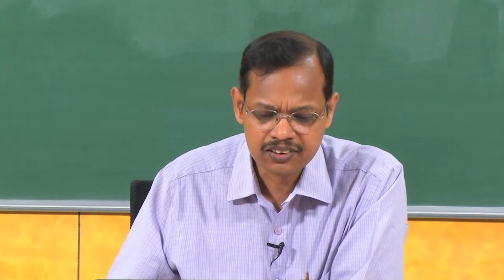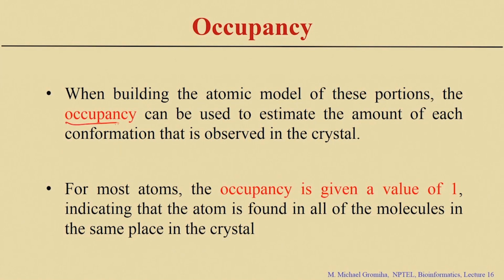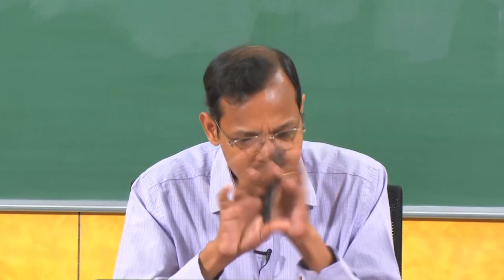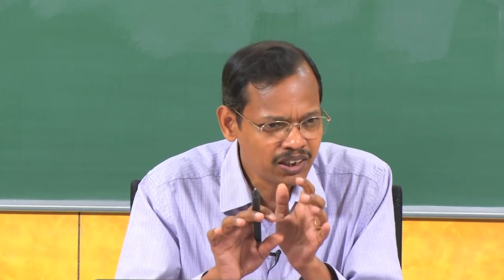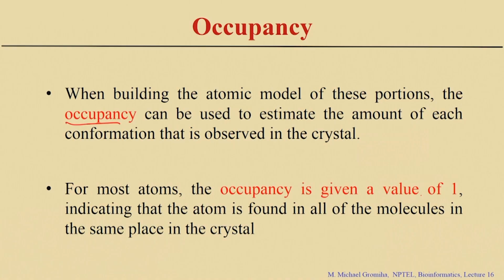In this case, when building the atomic model, they give the term occupancy to show how much each conformation is observed in the crystal, whether only one conformation is observed in the crystal for each atom or this atom can have different conformations. If the occupancy is 1, what is the meaning of that? That atom is found in the same place in all the molecules in the crystal. So there is no deviation. Almost all the molecules have this atom in the same position if the value is 1.